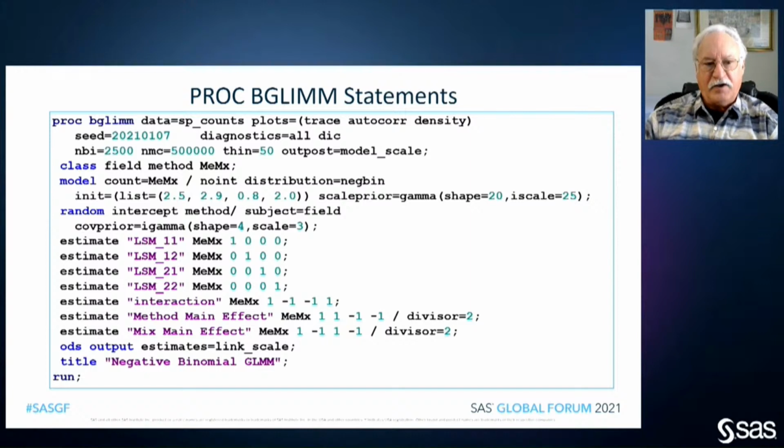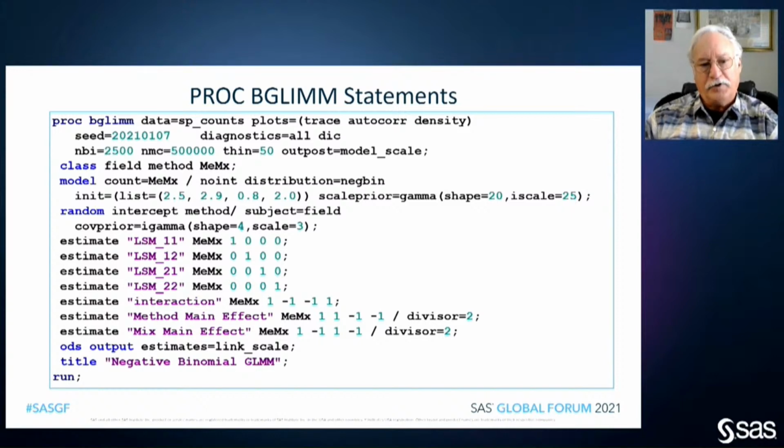So you can get their LS means with an estimate statement. We just work through those 4 combinations. And then we have the interaction effect that you see here. It's kind of the standard contrast that you would use for an interaction in a 2x2 factorial design. We have the method main effect, and we have the mix main effect. So those are defined in the standard ways.